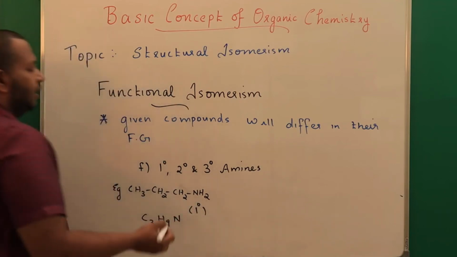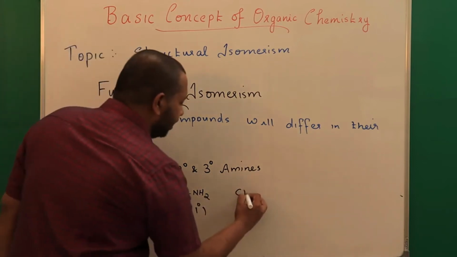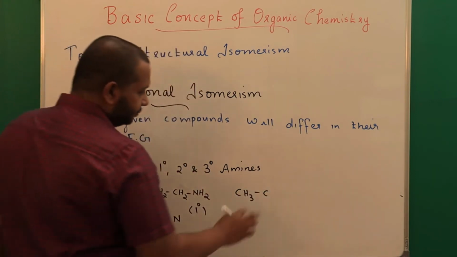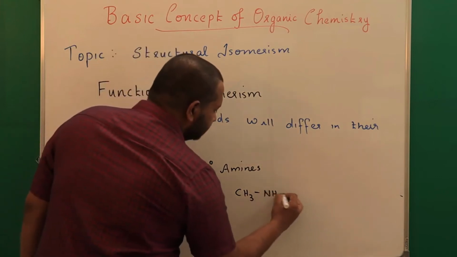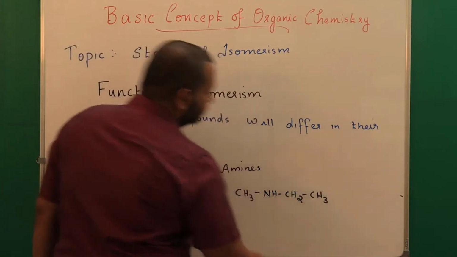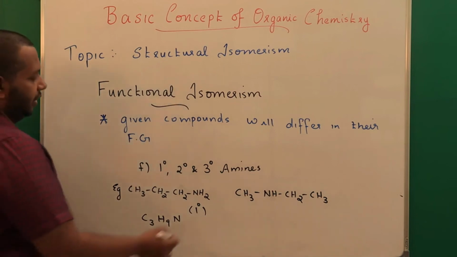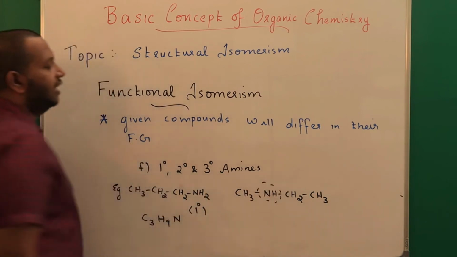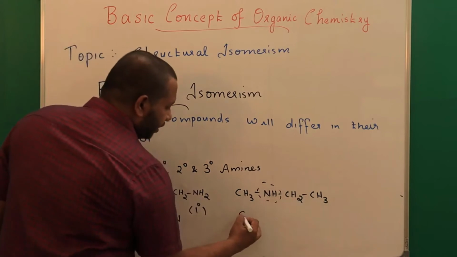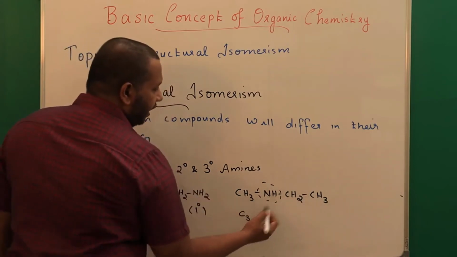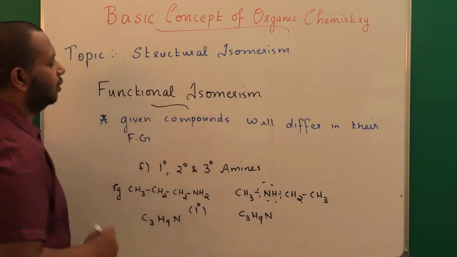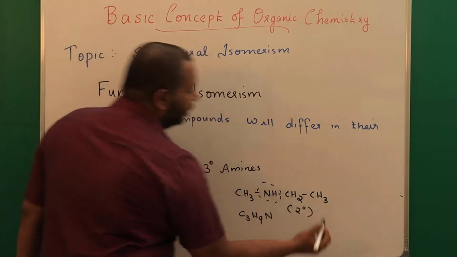This is a 1 degree amine. Now we will go to the 2 degree. CH3, NH, CH2, CH3. Okay. Now you can count here. Here also you can see the functional group becomes NH. NH indicates a 2 degree amine. NH2 indicates a 1 degree amine. So here if you see, 3 carbon atoms are there, correct? C3, hydrogen 3 plus 3, 6, 8 plus 1, 9, C3H9, then comes 1 nitrogen atom, N. So here also the same molecular formula, but this is a 2 degree amine.